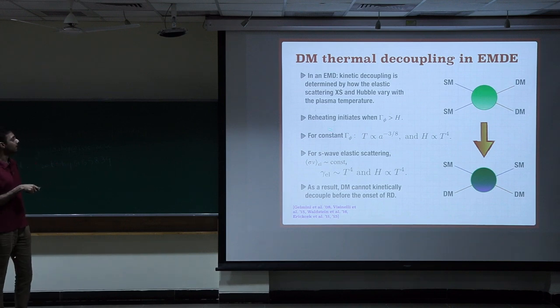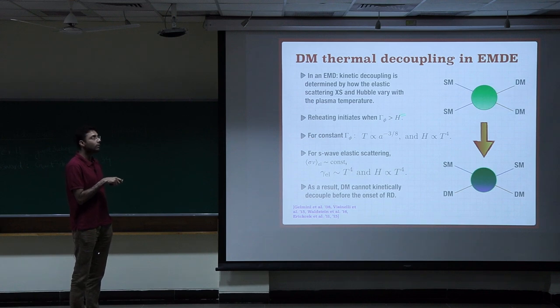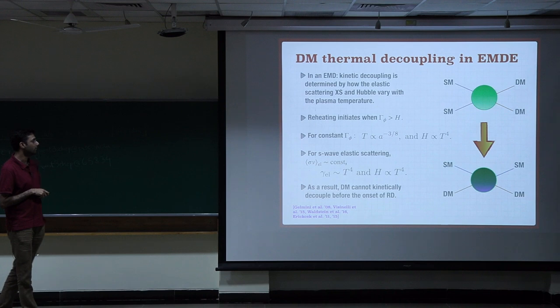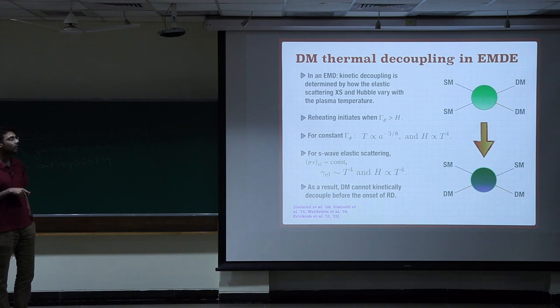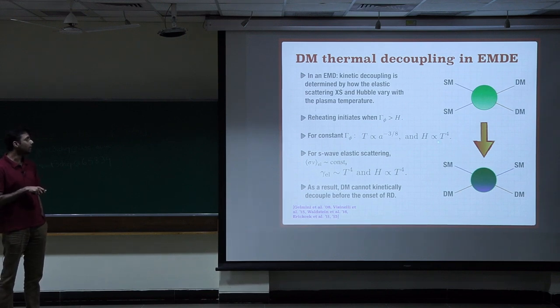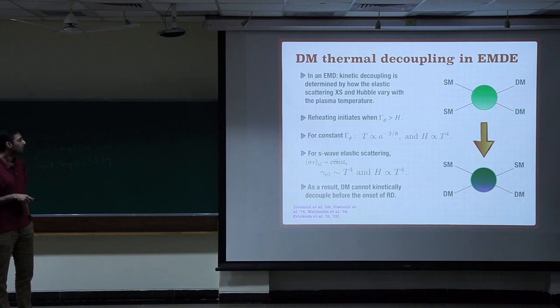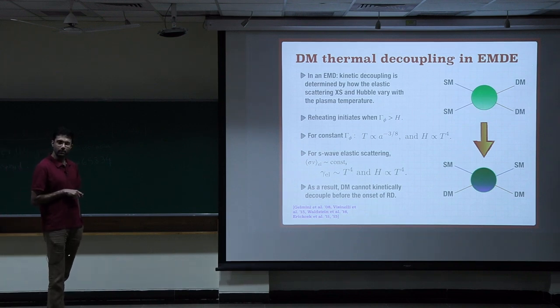Now in that case, when reheating starts, that means when this metastable field decays, when its dissipation rate is higher than the Hubble. For a constant dissipation rate, the temperature goes as a to the power minus 3/8 and Hubble goes as T to the power 4. So this is different from the case of radiation, where it was T squared.